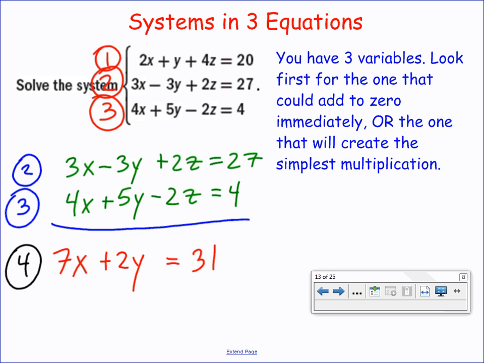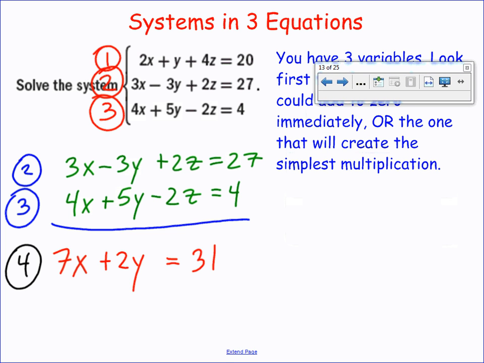Blake? You can do 1 and 3 and then multiply 3 by 2. We could multiply equation 3 by 2 and then use 1 and 3 to eliminate z's again a different way. Absolutely, that's a great idea. So let's do 2 times equation 3. When we do that, we get 8x plus 10y minus 4z equals 8.